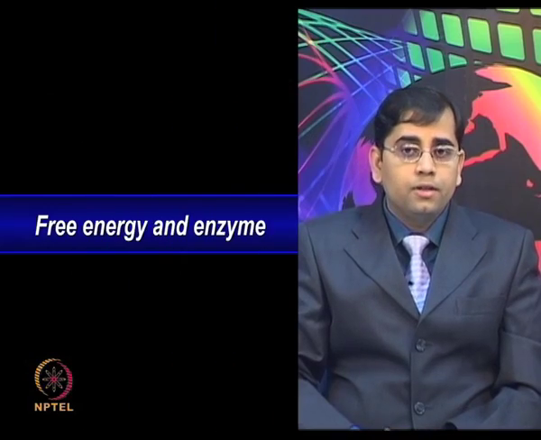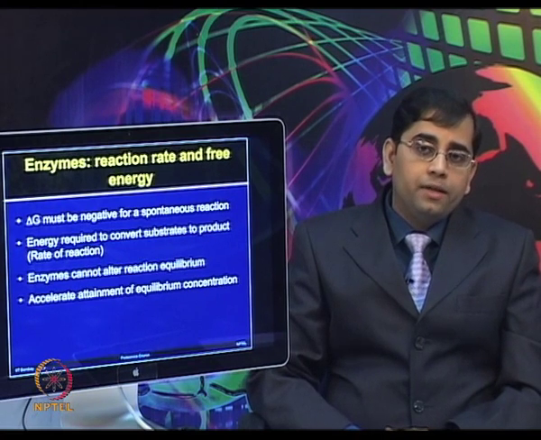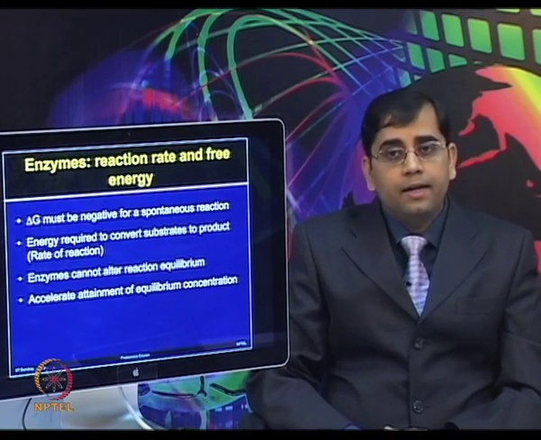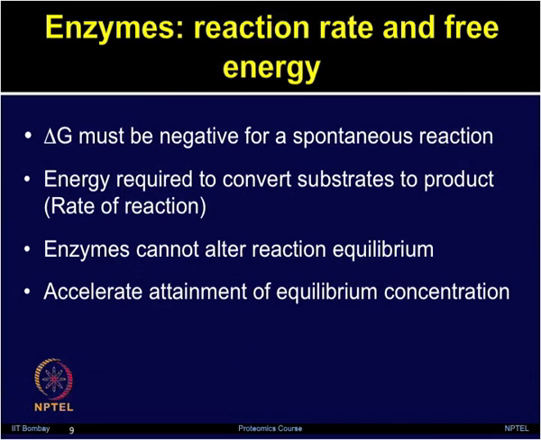Let us now talk about free energy and enzymes. So, remember the concept of entropy: delta G equals delta H minus T delta S. Delta G must be negative for a spontaneous reaction. The energy which is required to convert the substrate to product determines the rate of reaction, and enzymes can only affect the rate of a reaction. So, enzymes cannot alter reaction equilibrium, they can accelerate attainment of equilibrium concentration.